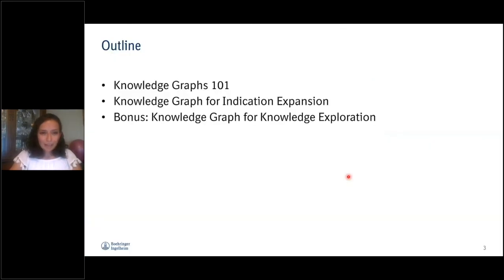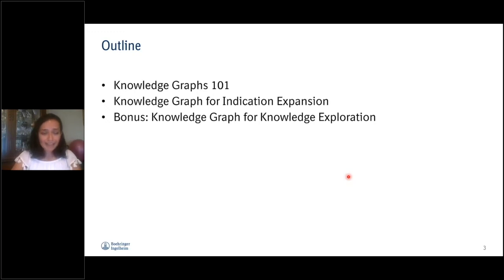So my outline consists of 3 parts. The first part is the fun part. I thought that maybe there are some audience members who have heard about knowledge graphs, but just want to know how they can use it and how they can implement it. That's why I put this first part, Introduction to Knowledge Graphs, as 101.